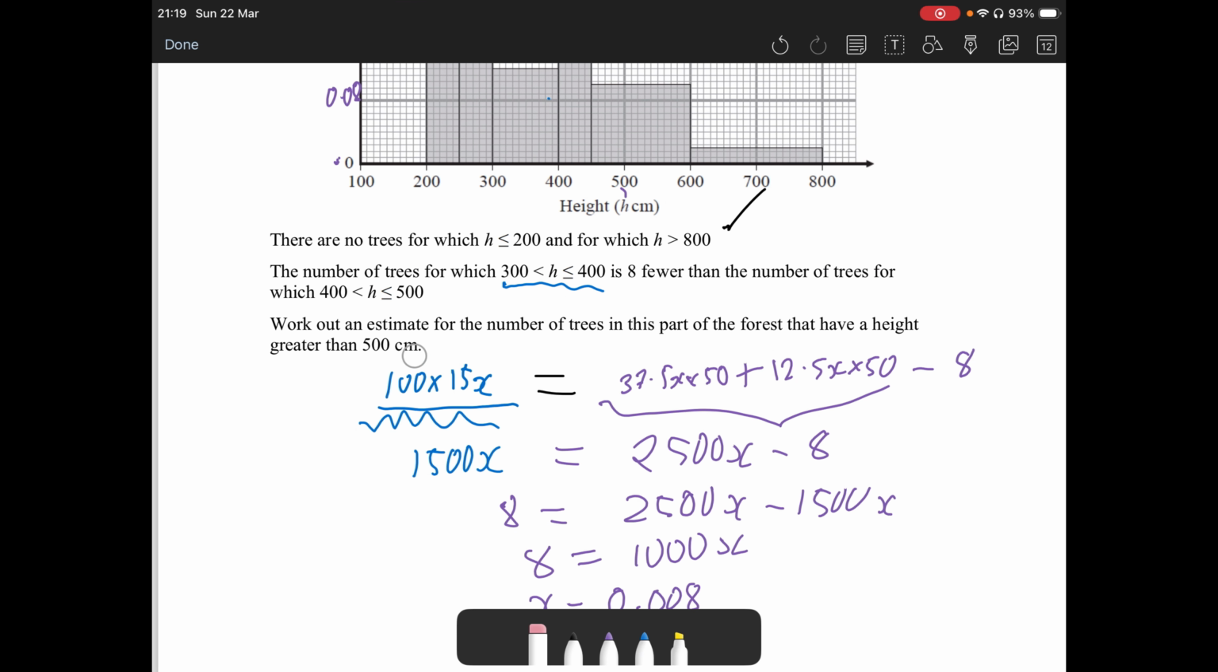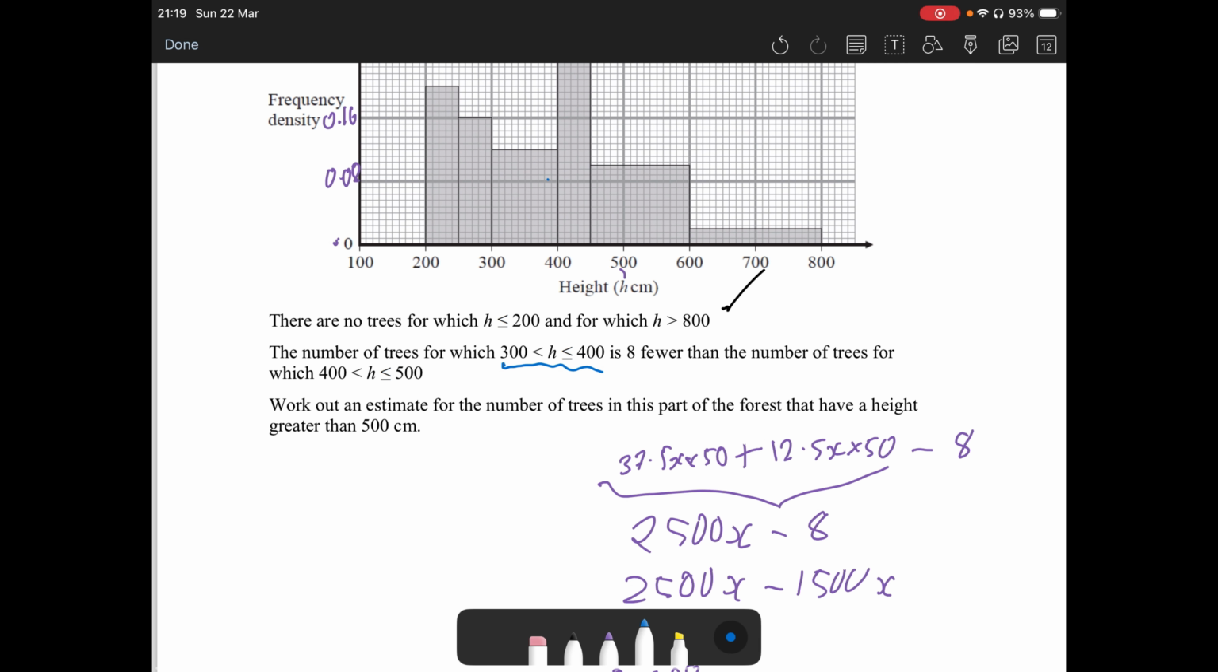So again, I'm going to rub this out to give myself more space. If you want to read it again, just rewind. Work out an estimate for the number of trees in this part of the forest that have a height of greater than 500. Okay, so let's work out the area of both the blue and purple, because that's greater than 500. Starting with the blue one.